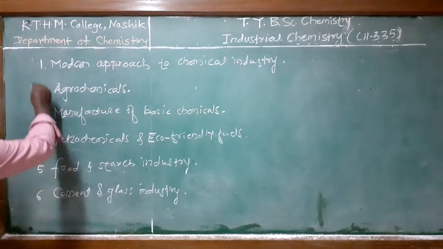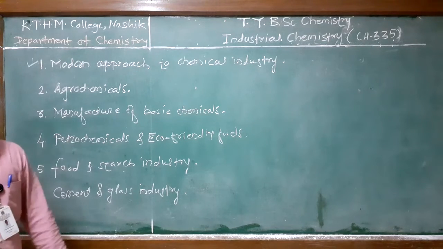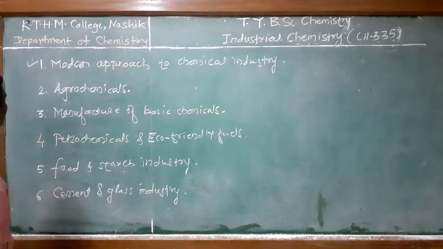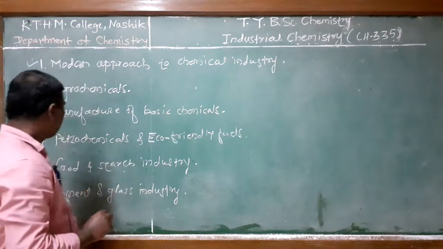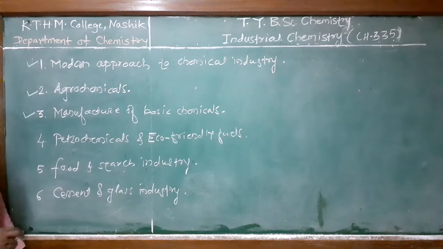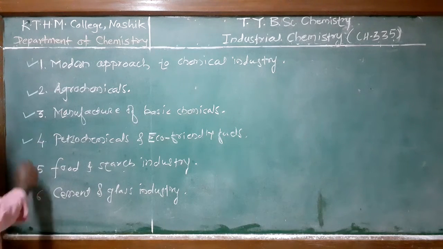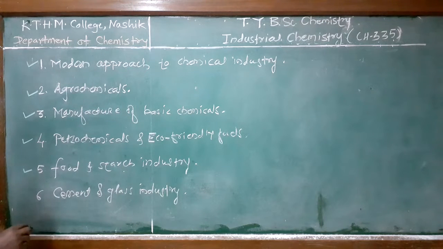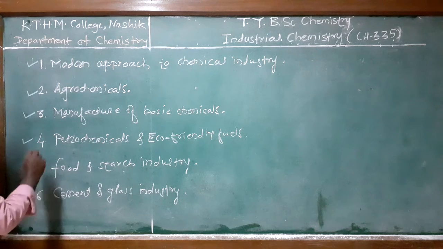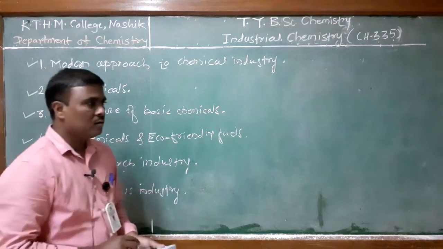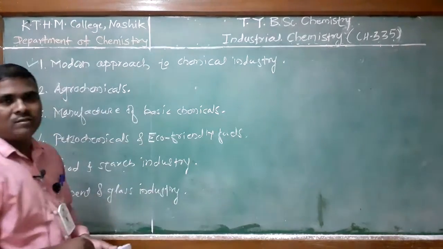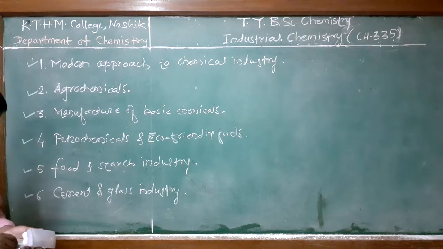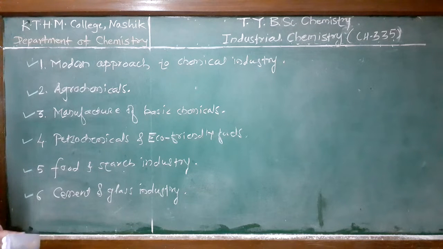First chapter is modern approach to chemical industry. Second one is agrochemicals. Third chapter is manufacture of basic chemicals, and fourth chapter is petrochemicals and eco-friendly fuels. Fifth one is food and starch industry, and sixth chapter is cement and glass industry. All chapters are very interesting, and I hope you will also find it interesting while studying it.